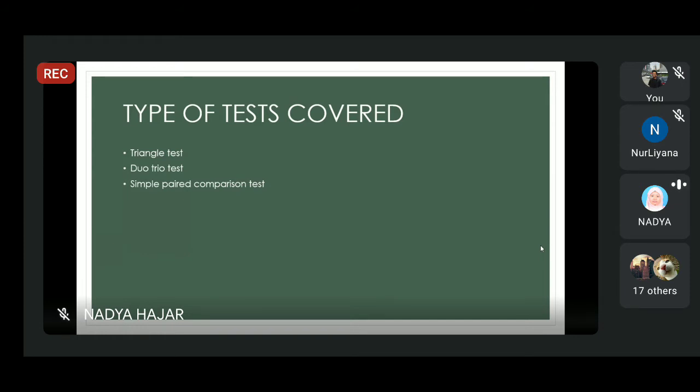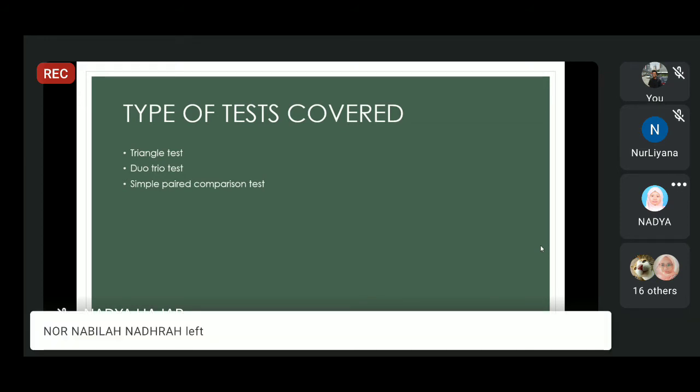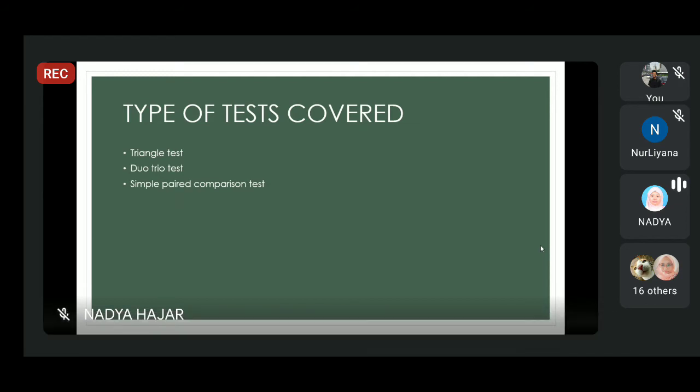Kalau simple pair comparison, kita nak check apa? Dalam 21 orang tak ada siapa yang jawab. Adakah ada yang dah tidur? Untuk simple pair comparison test, nak check apa?